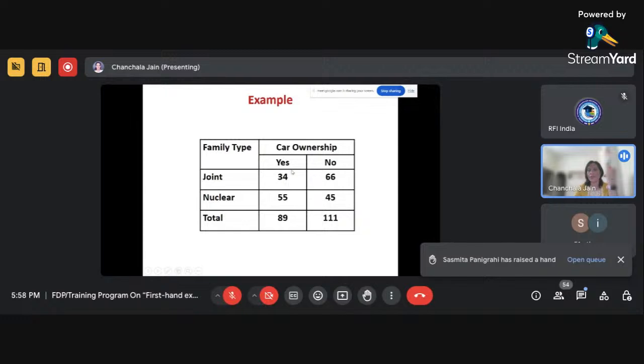That way you can say in the yes category, total respondents are 89. In the no category, total respondents are 111. So this table is known as the contingency table. This is a two-way table. One variable will be in the column, the second variable will be in the row. Is it clear?